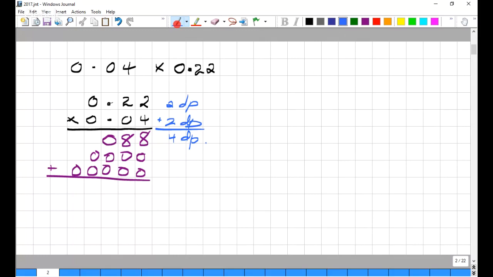All right, so let's add these. So it would be 8, 8, 0, 0, 0, 0. And how many decimal places do we need? 4. So we go 1, 2, 3, 4. So our answer is equal to 0.0088.